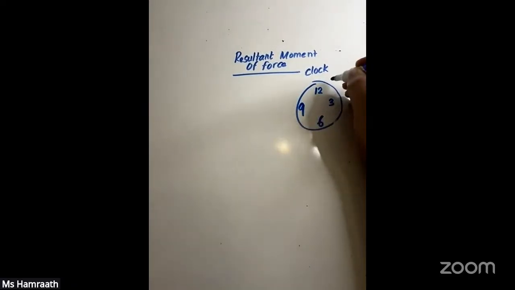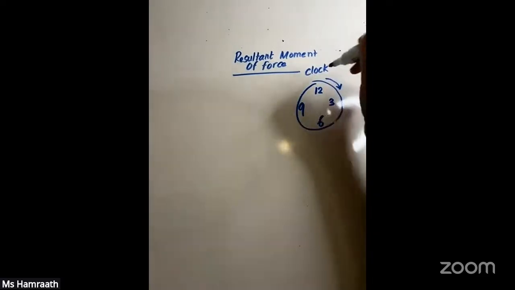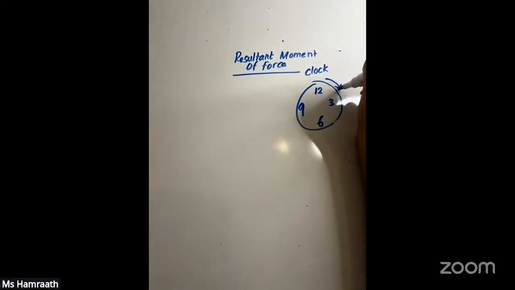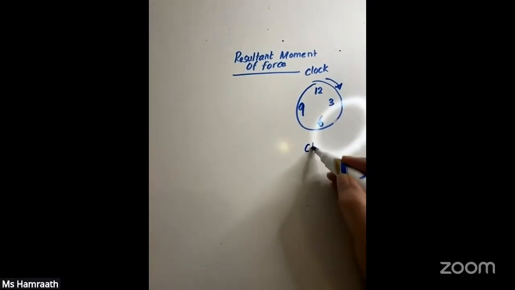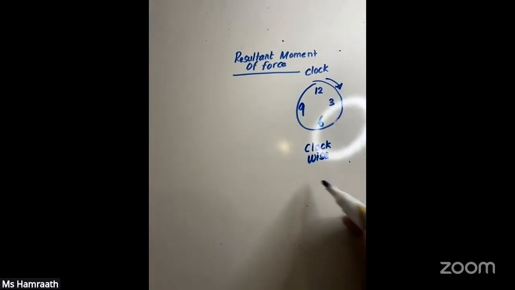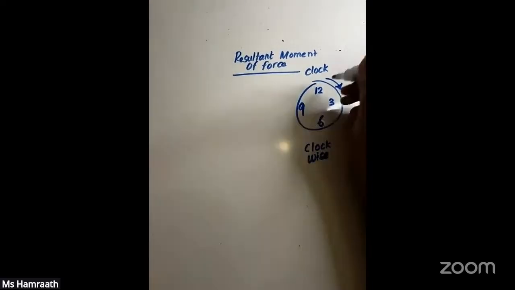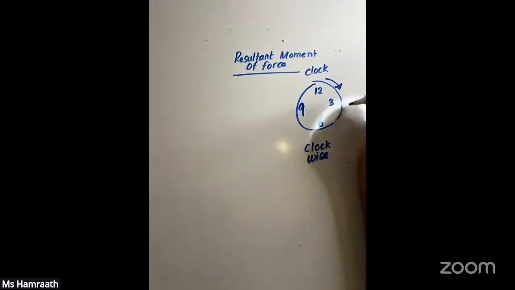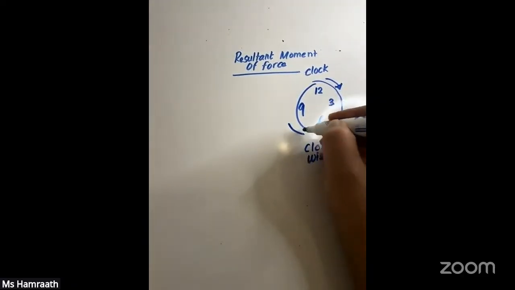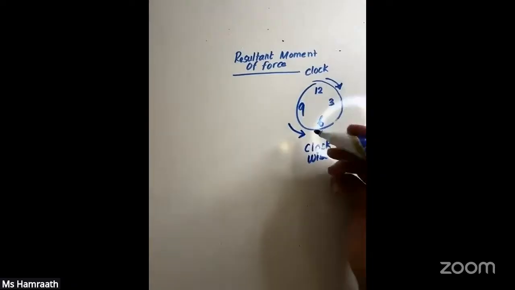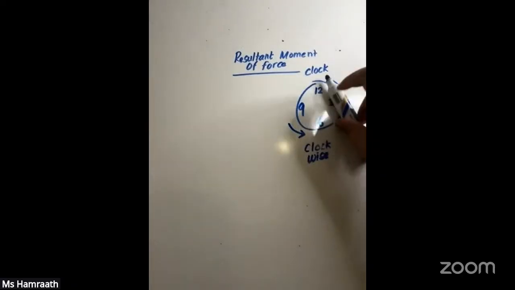Now, usually we know that this is how the hands of the clock are moving. If the hands of the clock, or the needle of the clock, is moving in this direction, we call it the clockwise direction. But if that goes opposite to the direction, like 1, 2, 3, 6, 7, 8, 9, 12, again it comes like this.